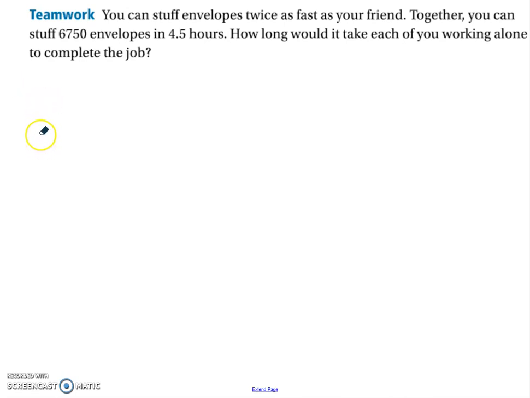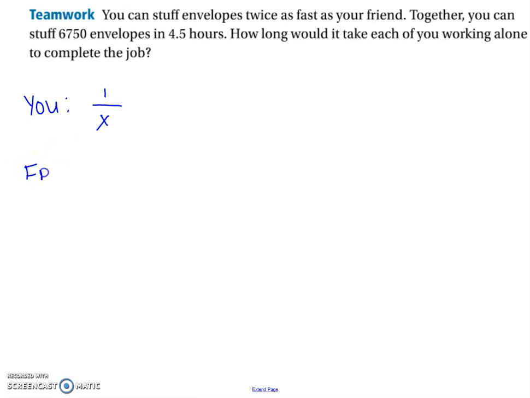So here it's a little bit different because there's two things we don't know. There's how long it takes you and how long it takes your friend. So there are a couple ways that we can set this up. So if you are stuffing it twice as fast as your friend, that means that you're faster than your friend. So we can use 6,750 as the number of jobs, but that's a huge number. So we can just say one job is the 6,750 envelopes. So we can say that you do one job in x hours.